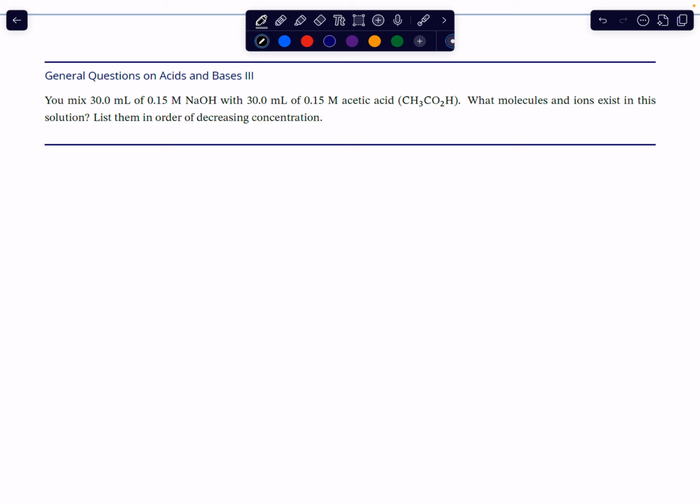So let's first look at what is the reaction that takes place once we've mixed these two solutions. So of course we have sodium hydroxide in aqueous solution reacting with acetic acid. So that's CH3CO2H, aqueous. Sodium hydroxide is a strong base, so it will form a strong product forming reaction.